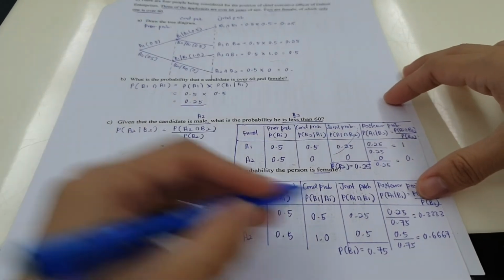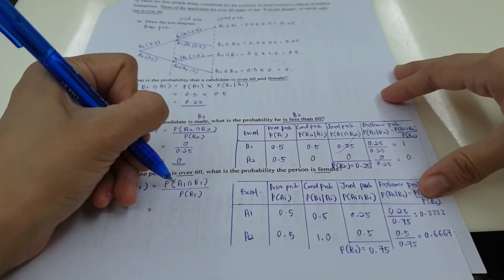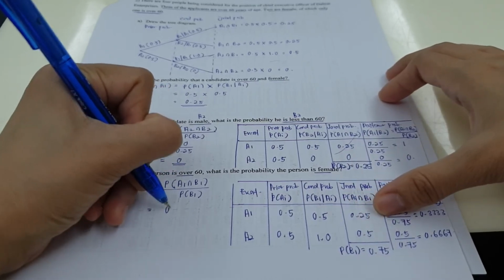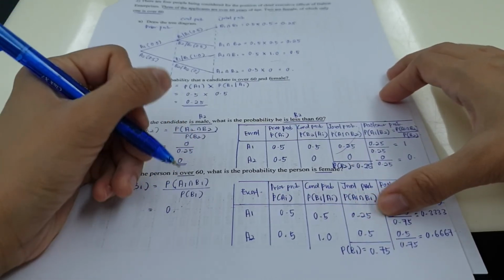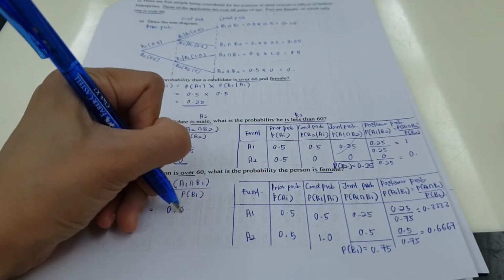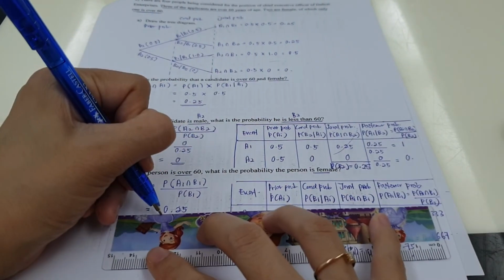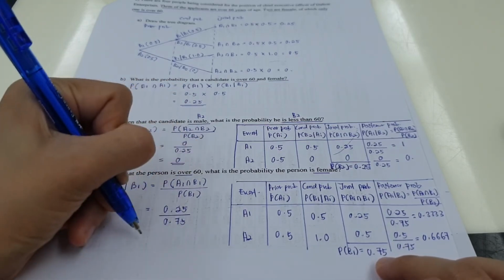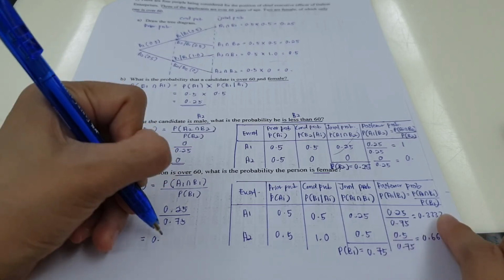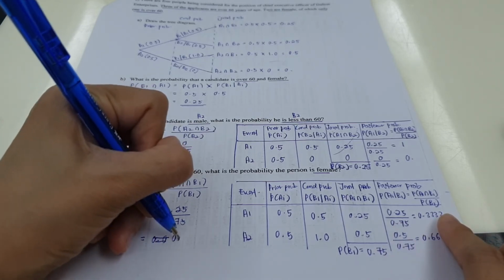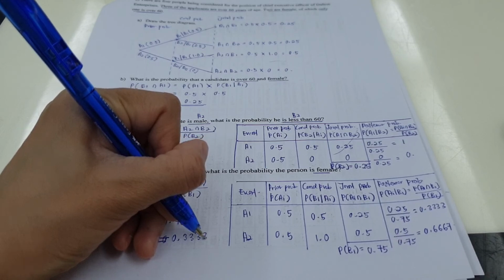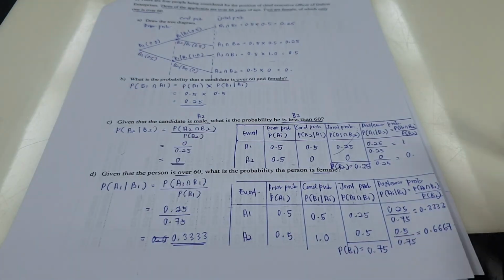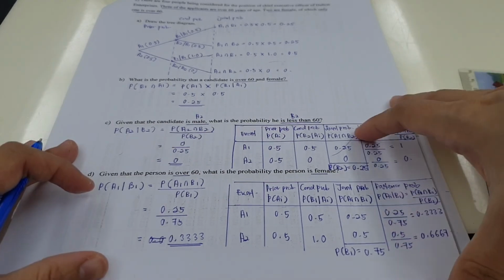Now we just take the values from here into the formula. A1 B1 is from here, so 0.25, divided by PB1, which is 0.75, so the answer would be this one, 0.3333. Okay, so that's done for question number 2.